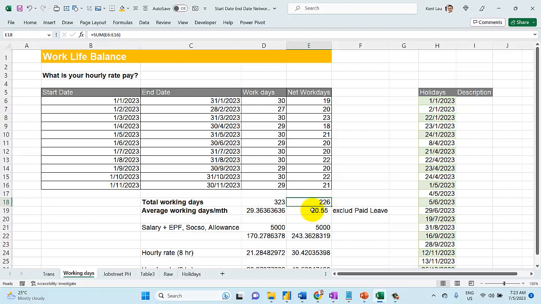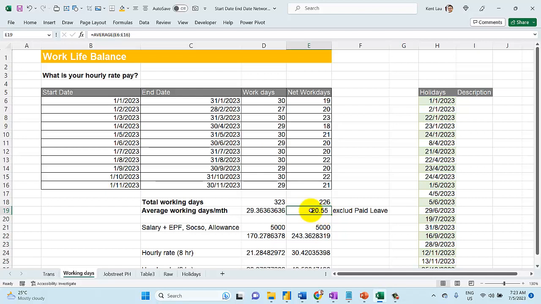Now if you do the average among these 323 days compared with these 12 occurrences, you get 29 days if it's normal. So our mind registers it as 29 days, but the real thing is that you actually work 20 days. If you include the paid holidays, you only work less than 19 days. So 20 days.